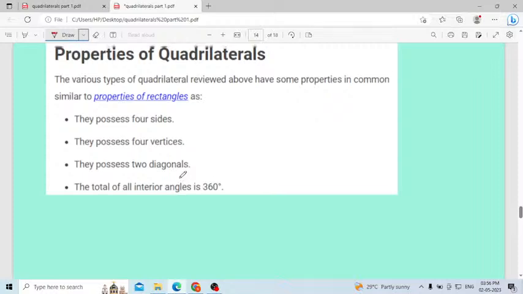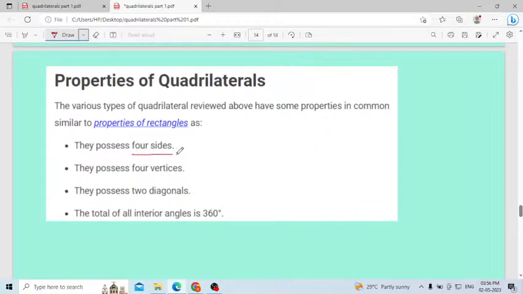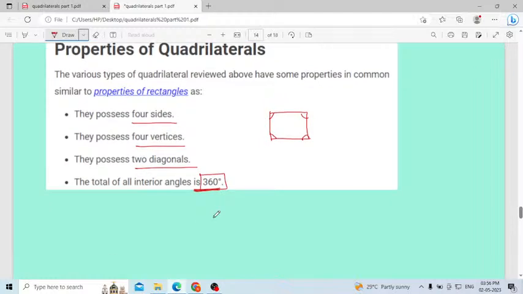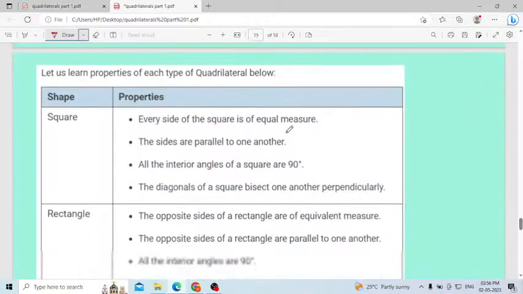Revise that one. Okay. Then properties of a quadrilateral: four sides, four vertices, two diagonals. Then the total of all the interior angles is 360 degrees. Interior angles of a quadrilateral means these interior angles 1, 2, 3, 4. Then the interior angle sum is 360 degrees. That one you have to remember. That is the property of a quadrilateral. Everyone knows this one. It contains four sides, four vertices, two diagonals. Then the sum of the interior angles is 360 degrees. Okay. Then move to the next one.